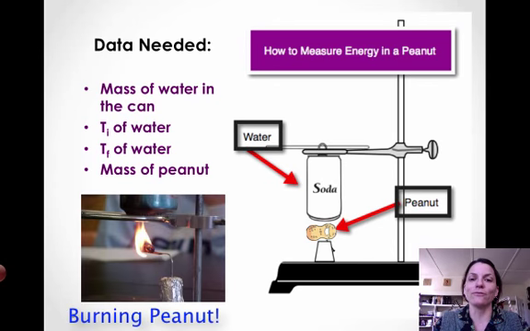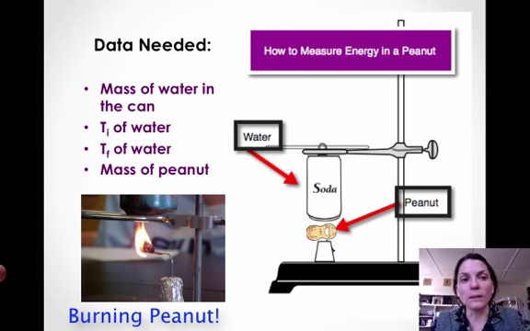Because you know what happens when you eat food? It's actually metabolized in your body as the equivalent of burning that and releasing the energy. So we're going to release the energy by burning it, and we're going to figure out how many calories are in a peanut. Okay, so in order to know this, we're going to need to collect some data.